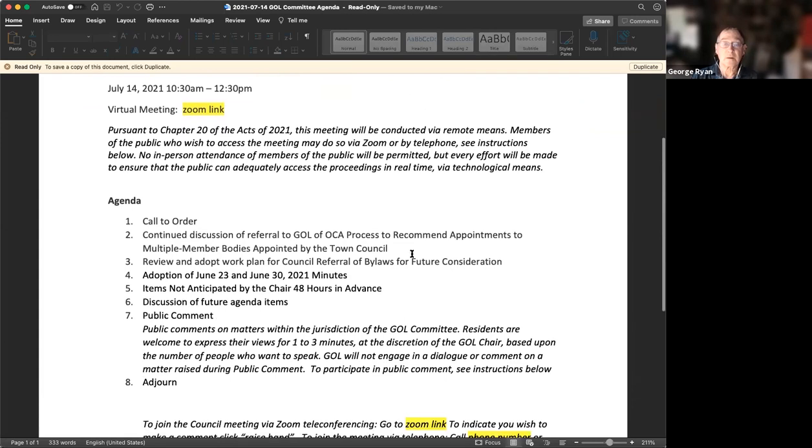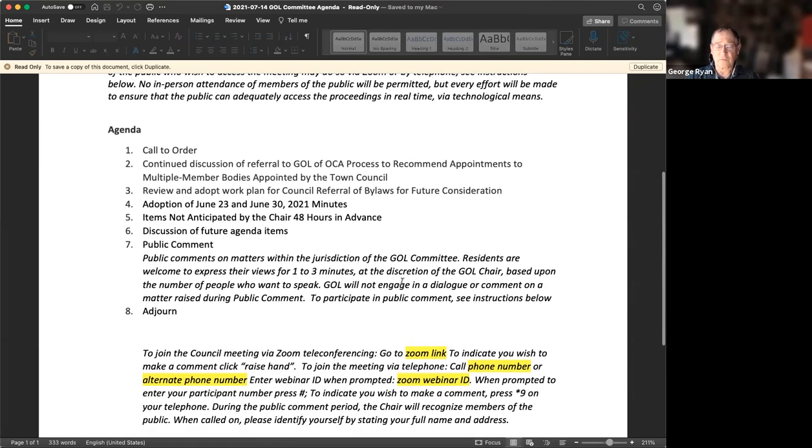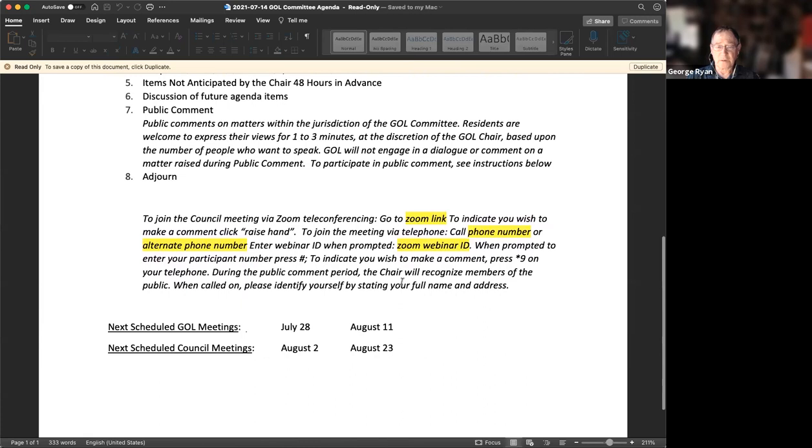Okay. So we're going to continue discussion of the OCA process and hopefully be done with it today. Cross your fingers. I want to spend a few minutes reviewing and talking about the work plan for something that's been set aside for a number of months now, unfortunately, which is referral of bylaws for future consideration. We have one set of minutes, I believe, June 23. I've looked at those, but we need to approve those. And then we need to have a discussion about future agenda items. And of course, if the public is present, we will entertain public comment.